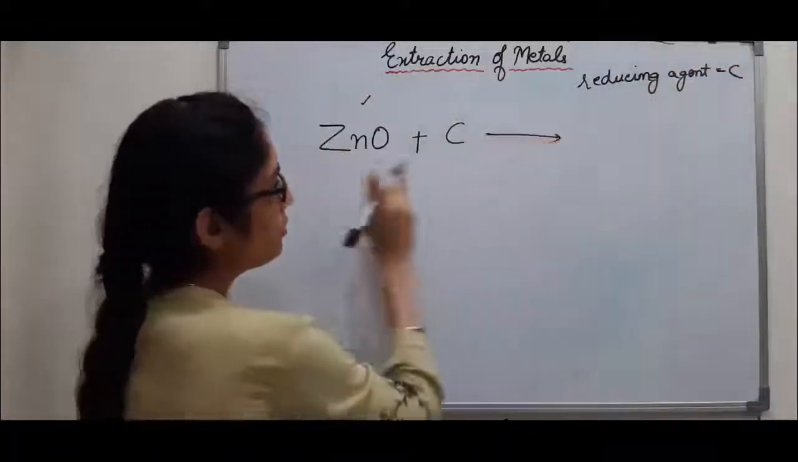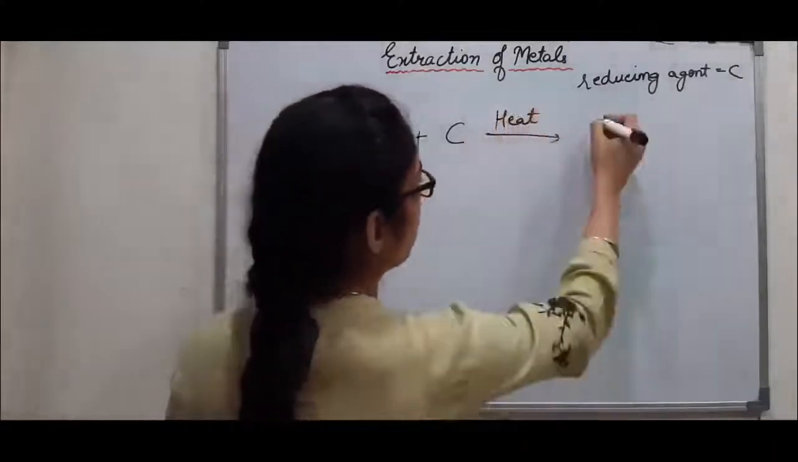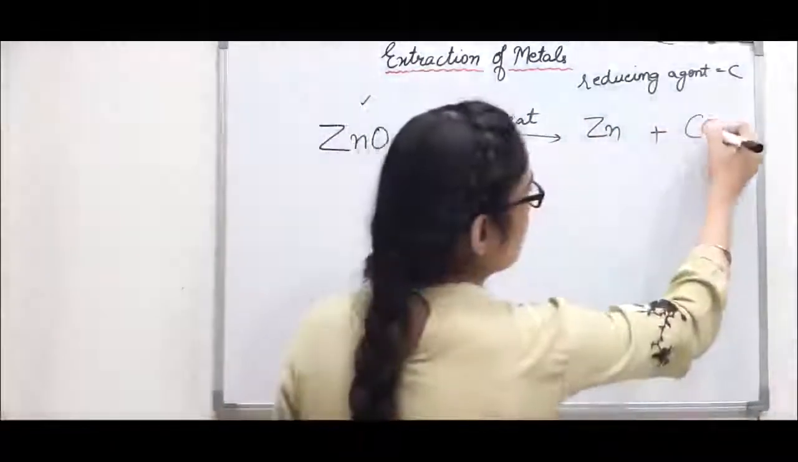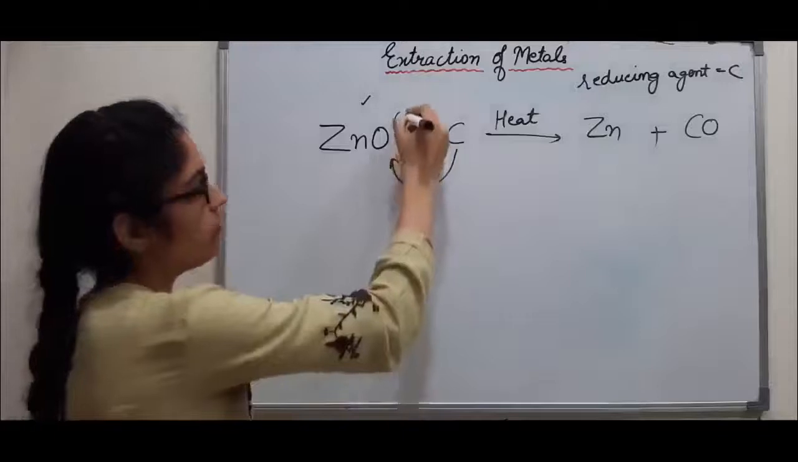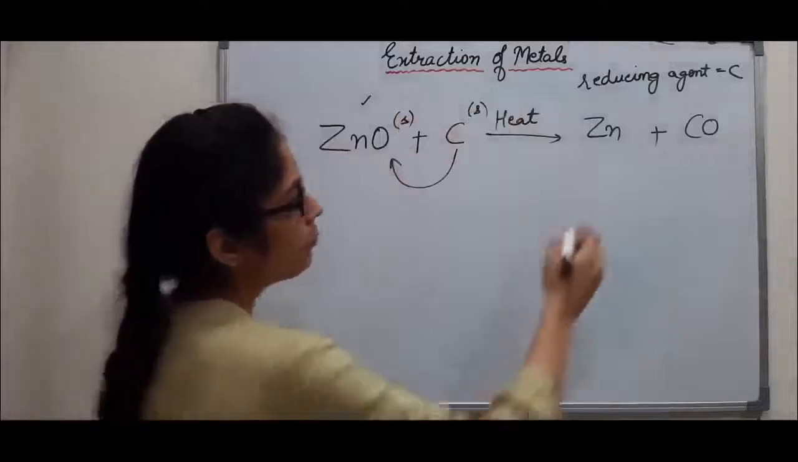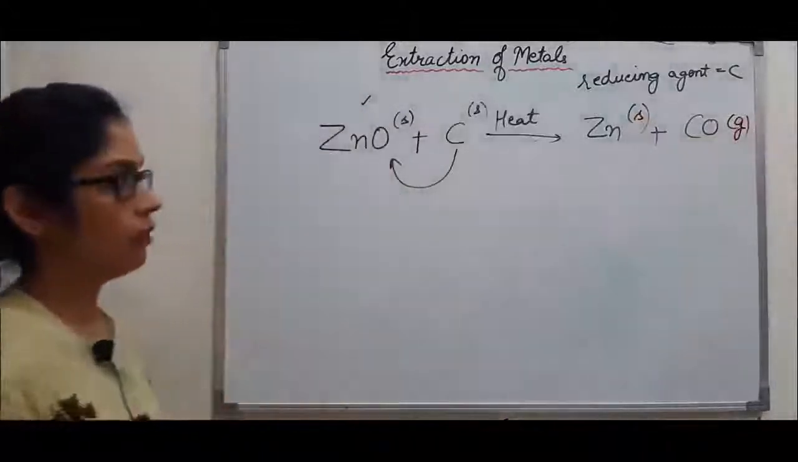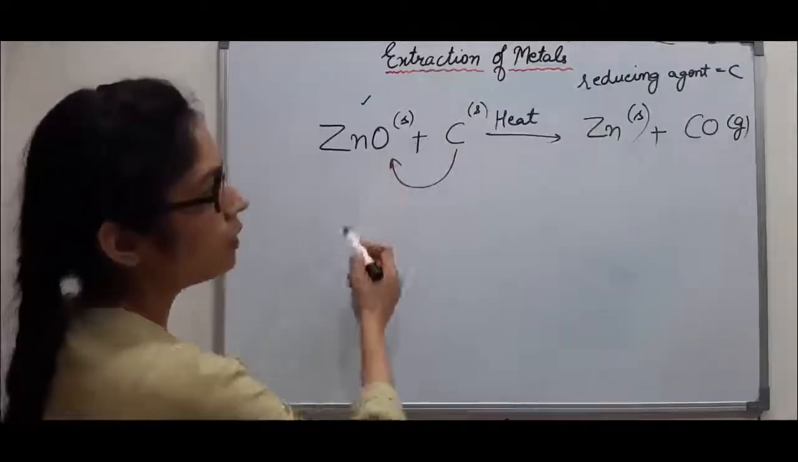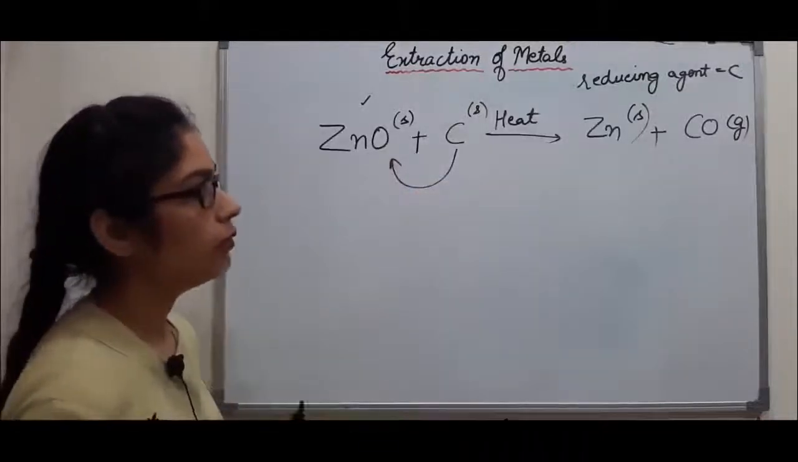So we will heat this oxide of a metal with carbon, and it will be reduced to zinc. Here we will get carbon monoxide as the other product. Again we have to balance the chemical equation and write the states. Zinc oxide is in solid state, carbon is also solid, zinc is also solid, and carbon monoxide is in gaseous state. Zinc is 1 on both sides. Oxygen, 1 atom on both sides. Carbon, 1 atom on both sides.